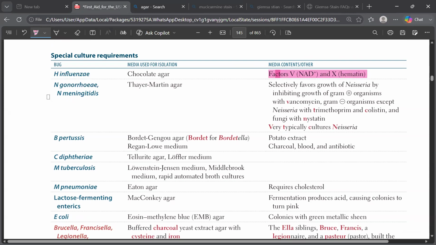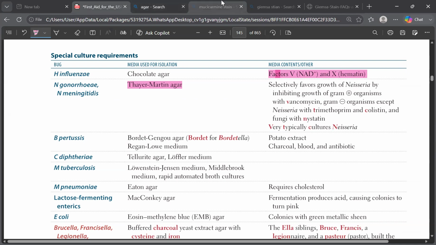Then we have Neisseria gonorrhea and Neisseria meningitis. They are going to use the media chosen as Thayer-Martin agar. It selectively favors the growth of Neisseria by inhibiting growth of gram-positive organisms with vancomycin, gram-negative organisms except Neisseria with trimethoprim and colistin, and fungi with nystatin. Very typically cultures Neisseria.